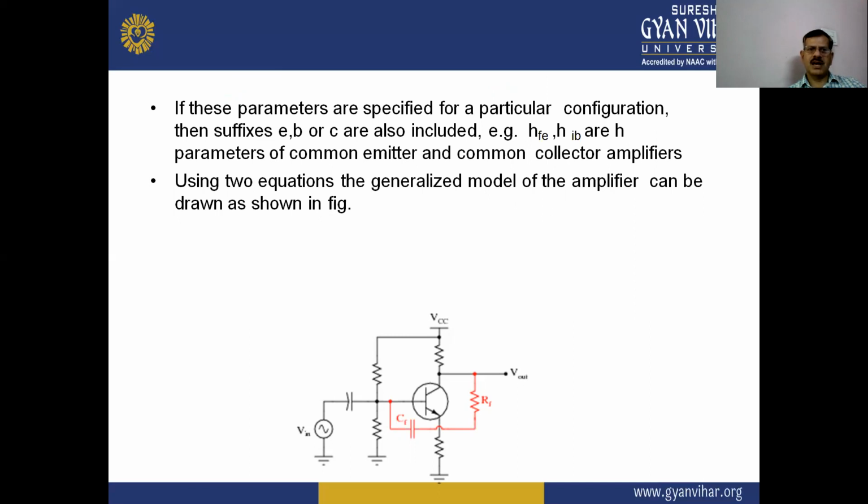If these parameters are specified for a particular configuration, then suffix e, b or c are also included. For example, hfe, hic are h parameters of common emitter and common collector amplifiers. Using two equations, the generalized model of the amplifier can be drawn as shown in this figure. So in this figure, this is the generalized model of an amplifier.